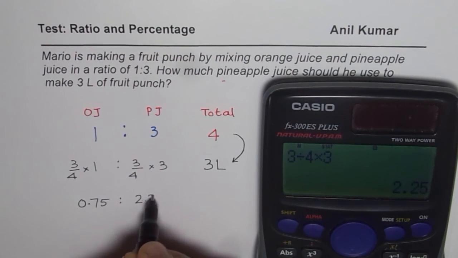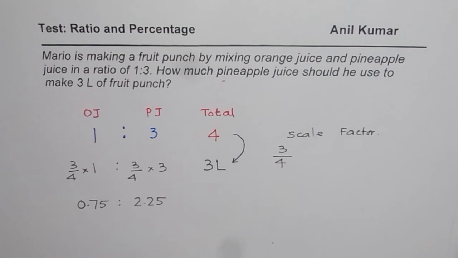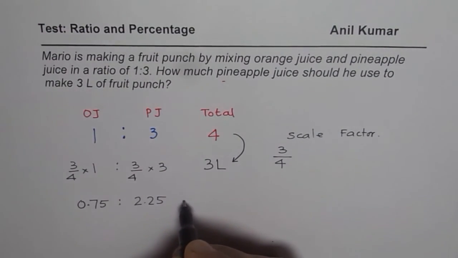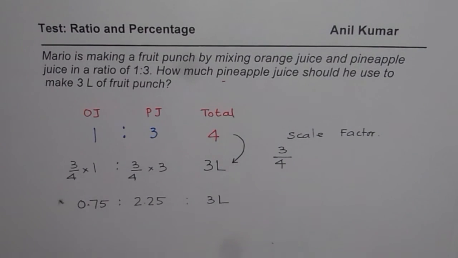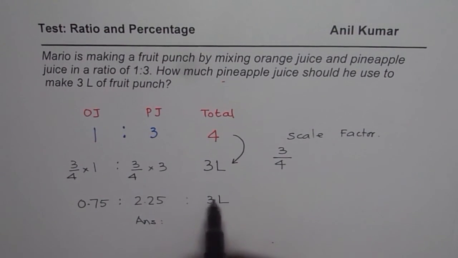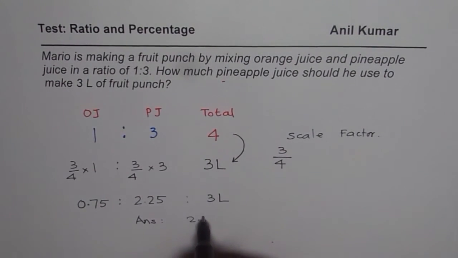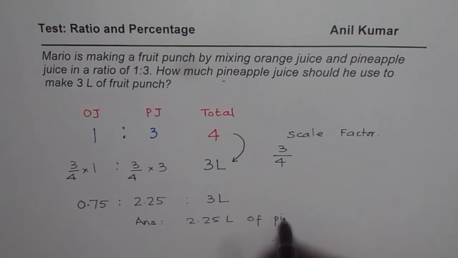It is 2.25 of the pineapple juice, and when you add it to 0.75, you get 3 liters. That is perfect. So when you add them, you get 3 liters, correct? And therefore our answer for pineapple juice is 2.25. So we can write down the answer as, in this fruit punch we are going to have 2.25 liters of pineapple juice.